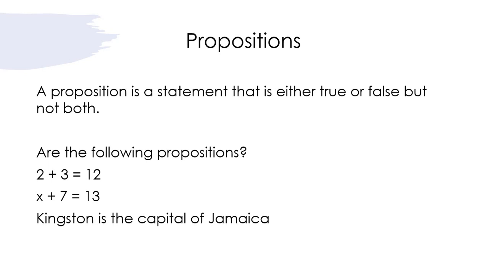Kingston is the capital of Jamaica. Once again, we have a statement that we can determine to be true or false. So we know that in this case, it is true, and hence this is a proposition.